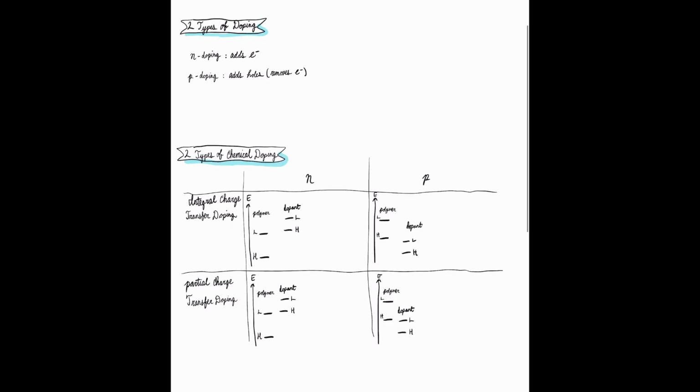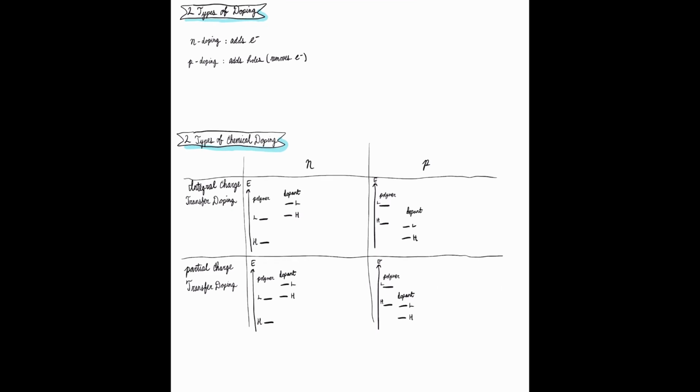Hi, so today we're going to be talking about chemical doping of organic semiconductors. There are two types of doping: N-doping and P-doping. In N-doping, the dopant adds more electrons to the polymer semiconductor, and in P-doping, the dopants add more holes to the polymer, which is essentially removing more electrons.